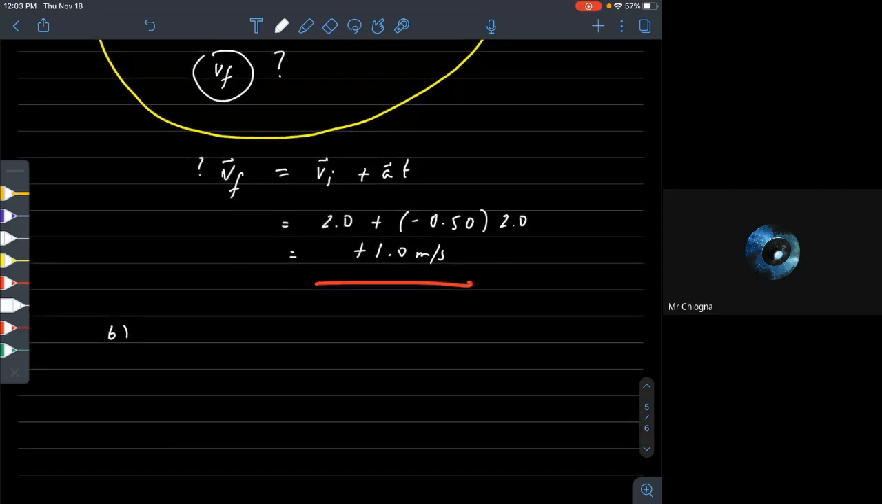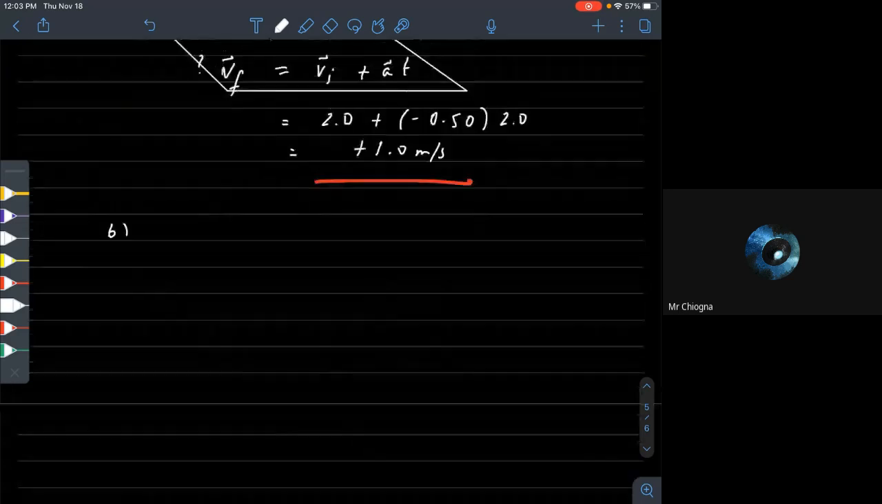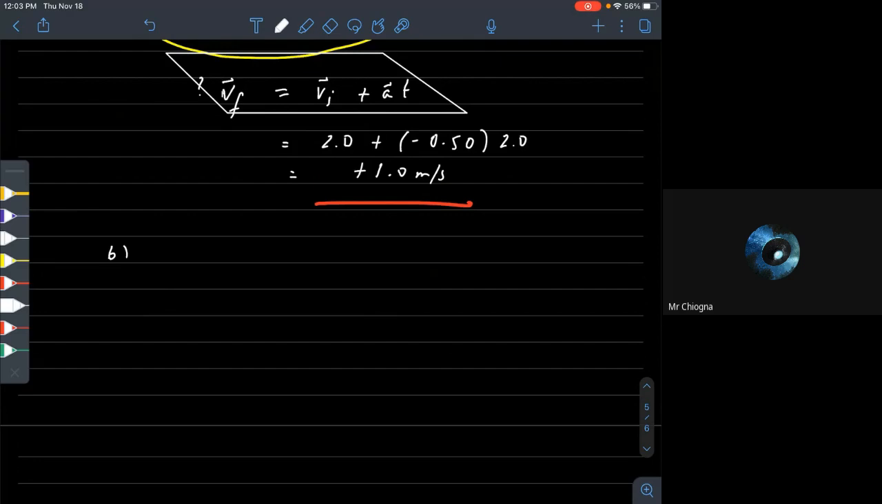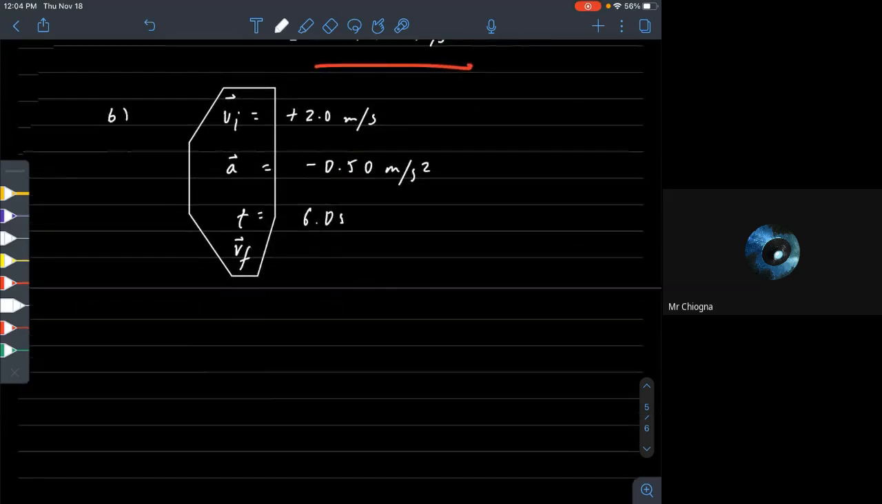B, I'll give you a hint. All these questions have only to do with one equation. It's this one. But later on, we're going to mix them up. Okay, so B, make a list. So now we've got the same initial. That doesn't change. Acceleration is the same. What changes is the time. So the time is now 6. And VF. Look at the list. Whoa, that's weird. Same as before. Same list as question 8. Same equation.